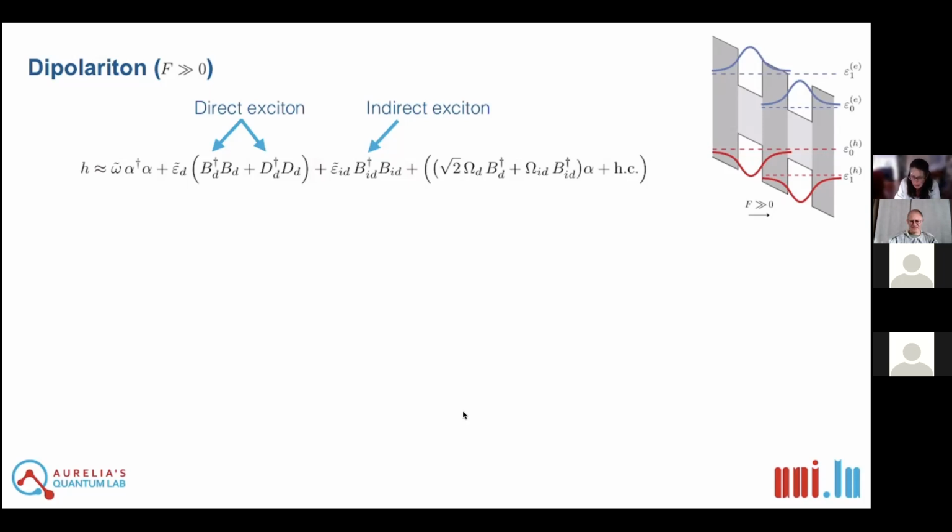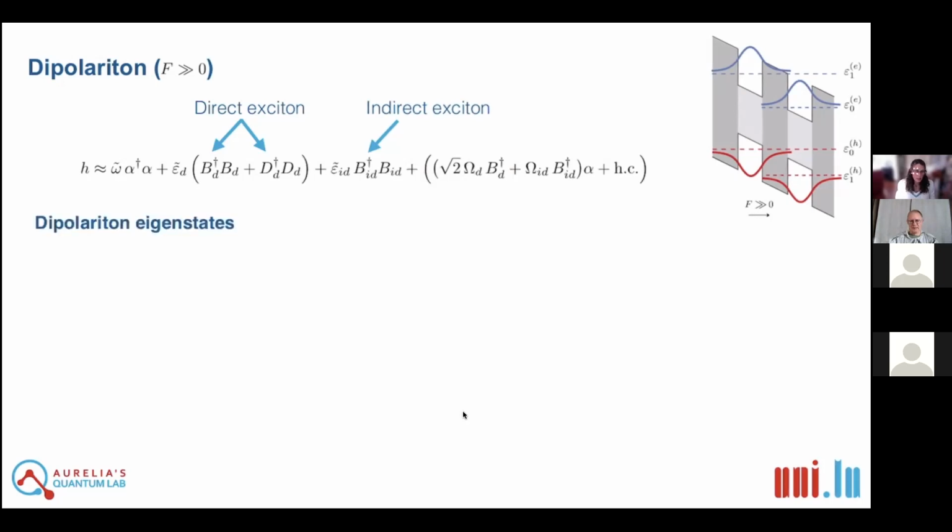And what's interesting to note already at the level of the Hamiltonian is that the direct exciton has an enhancement in the coupling of a factor of square root of 2. So if you look at the coupling of the indirect exciton and that of the direct one, then we have this factor of square root of 2 that enhances the coupling to direct excitons, right? So these direct excitons are not just more coupled because of the overlap, but also because of this factor there.